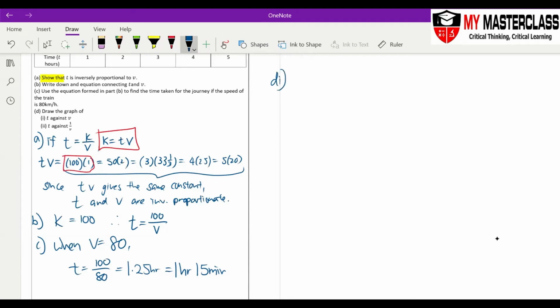D, first one, because T is inversely proportionate to V, right? How does the inverse proportionate graph look like? Is it a straight line or is it a curve? Straight is direct proportion, so it should be a curve because it's inversely proportionate. Okay, because T is equal to K over V. Okay, but for part 2, draw part 1 first. This is the inverse proportionate graph.